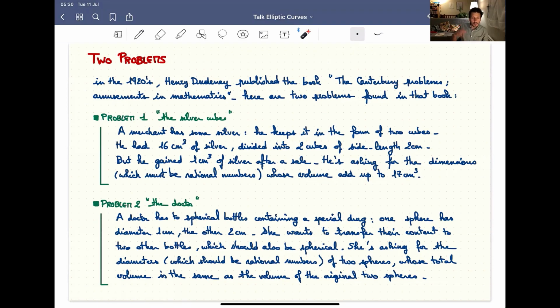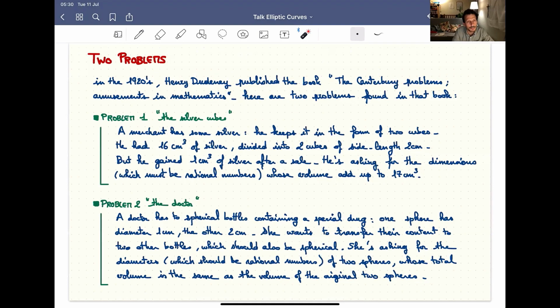In this book, there are tons of problems about logic and geometry, and there are two problems which are a bit different. They are more arithmetic in nature, and they are the following two problems.